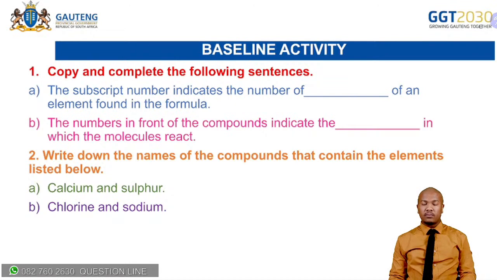Then number 2, write down the names of the compounds that contain the elements listed below. A, calcium and sulfur, and B, chlorine and sodium. So you only need to write down the names of the compounds that contain the elements listed below. So now I'll see you again in 2 minutes.